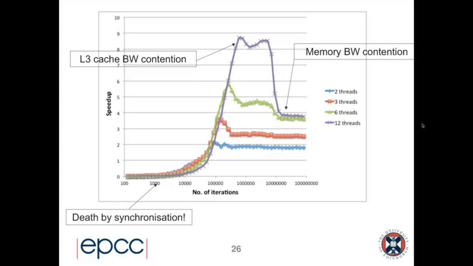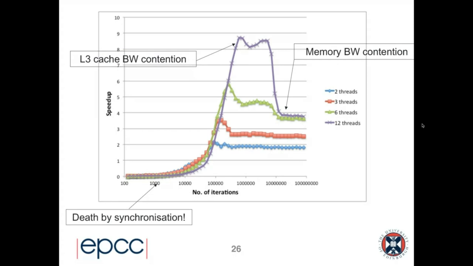Now look at the red curve. Once I've overcome the synchronization overheads, the speed up goes up and it actually reaches a point where it's greater than three. You might think that's weird. How can I get more than three times speed up on three threads? The answer is that for that particular size of the array, the data fits into the level two caches for three cores, but it doesn't fit into the level two cache for one core. So I get this more than linear speed up effect because of the availability of more cache memory.